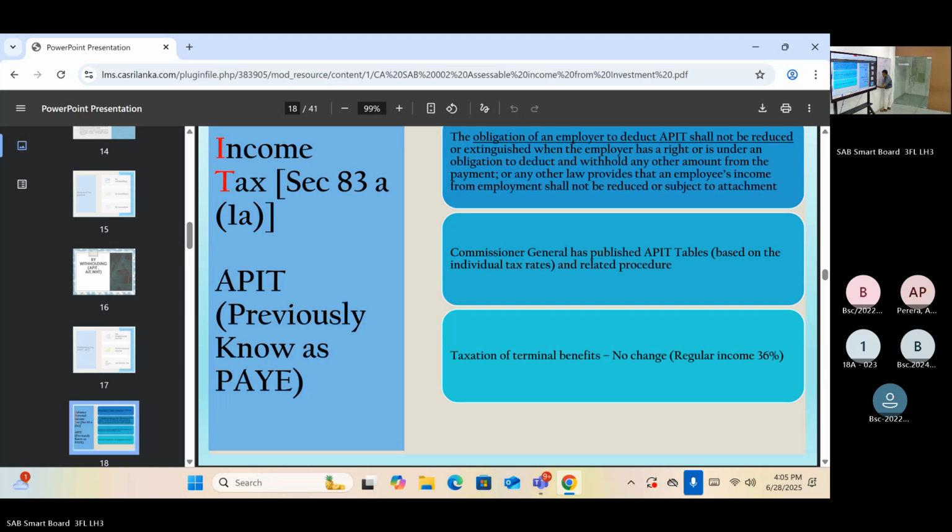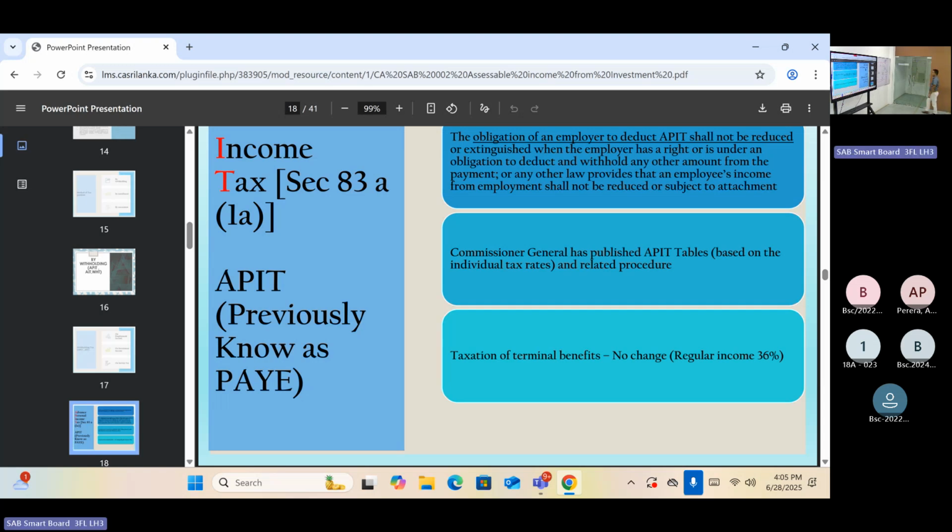At 12%. So that is also a concession. If I put it this way, most terminal benefits have an exemption. For the taxable benefit, the first 10 million is taxed at 0%. That means it is not exempt, it is liable, but up to 10 million the tax is at 0%.